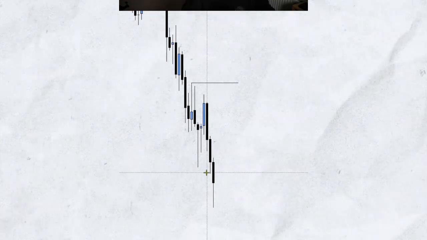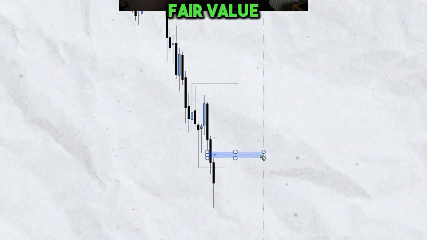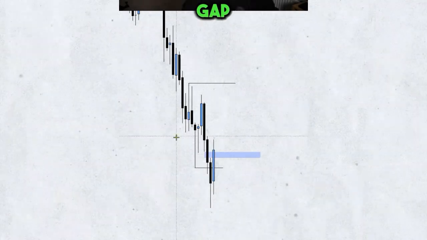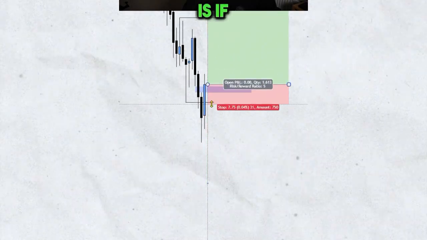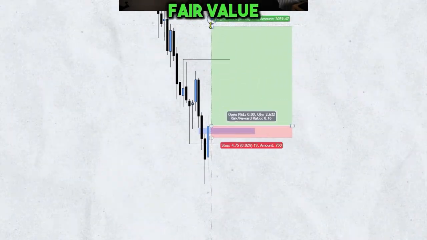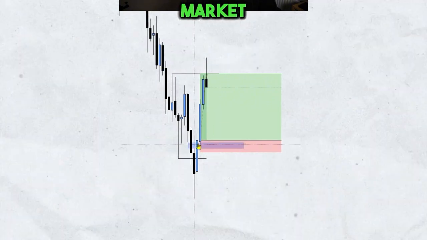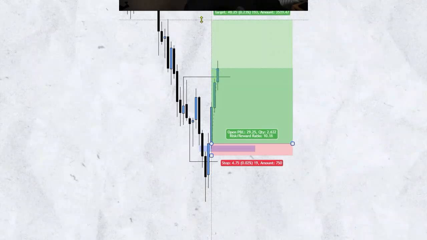As you can see, we have swept sell side liquidity in the market. We have created this bearish fair value gap, so as soon as we get a candle close above this bearish fair value gap exactly like this, I will enter into a long position. My stop loss is if we get a candle close back below this fair value gap, and then my take profit is simply buy side liquidity resting in the market. Now this would be my first take profit, and then you can always leave runners in the market.